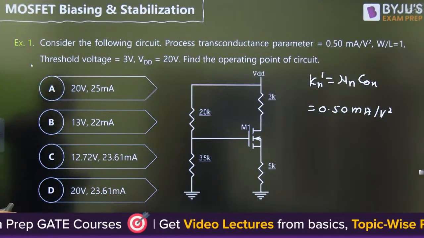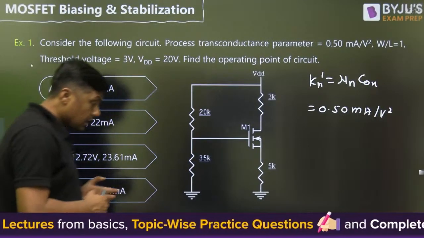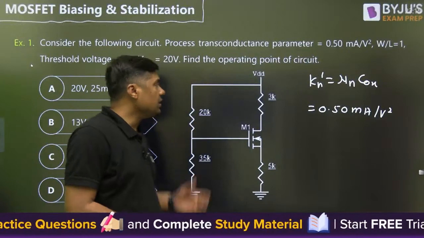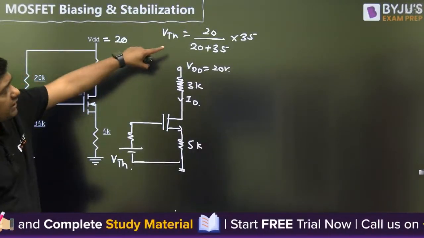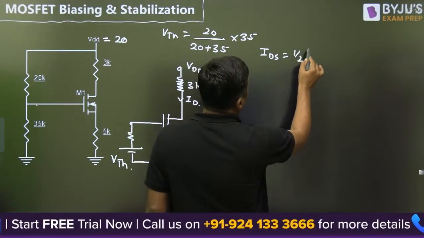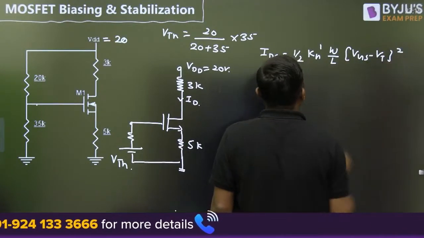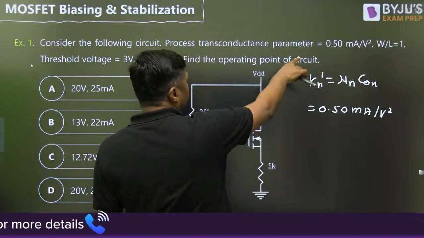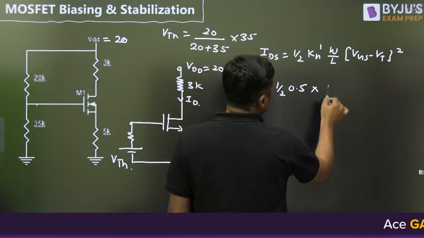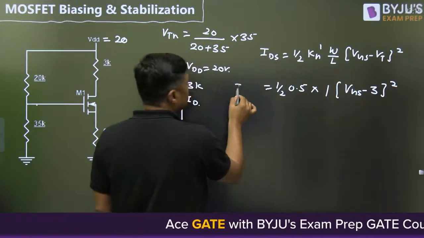Consider the following circuit. The process transconductance parameter is given. Find the operating point of the circuit. Now how can we find the current? First of all, you have to assume that the transistor is in saturation region. Then you can use IDS is equal to half of K n prime W by L into VGS minus VT the whole square. Half of K n prime is 0.5 into 1, in milliampere. You have to find VGS. VT is given as 3, the whole square. That is one equation, the relation between IDS and VGS.